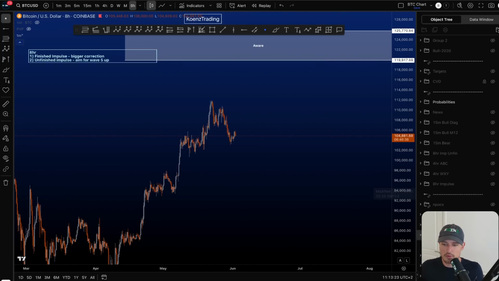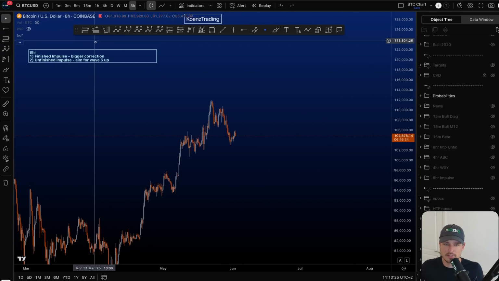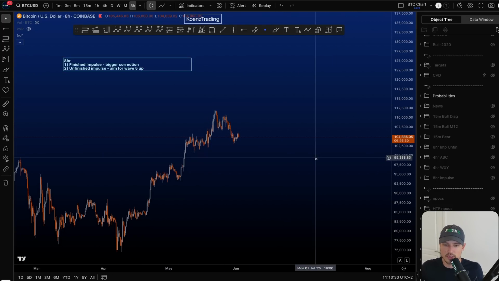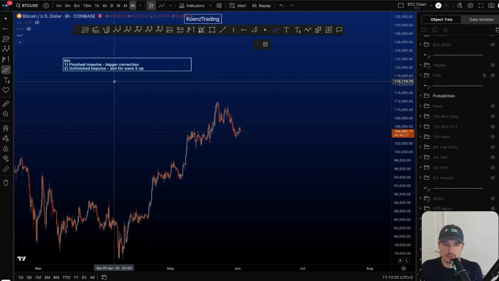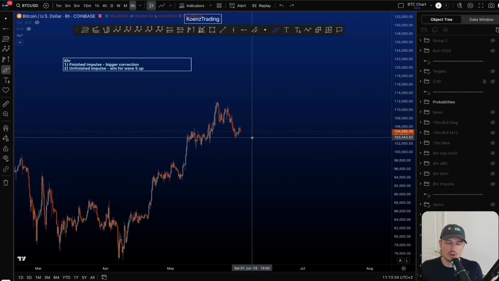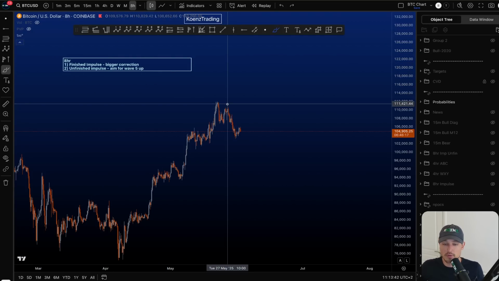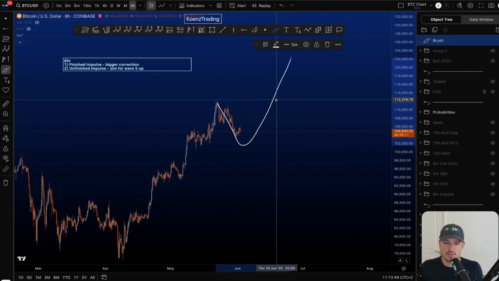And then we have the probabilities, and the probabilities are only focused on the 8-hour time frame, which is the one that I focus on at the moment. So the low time frame stuff, it's fun to know where the invalidation is, etc. But the 8-hour to me is at the moment more interesting. So a finished impulse has a higher probability compared to an unfinished impulse. So in other words, a bigger corrective structure compared to looking for a 4 and then a wave 5 to the upside.